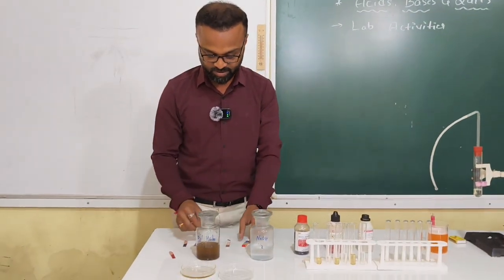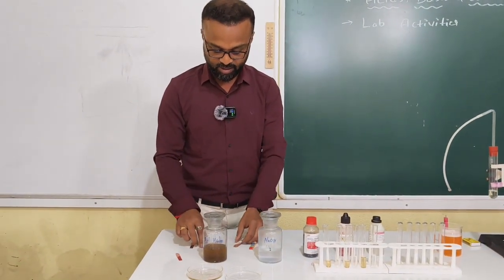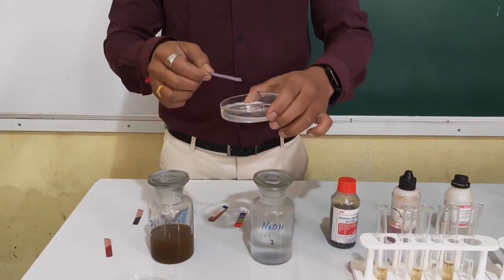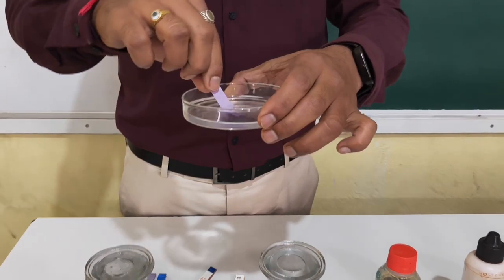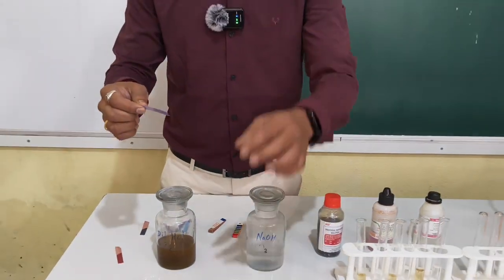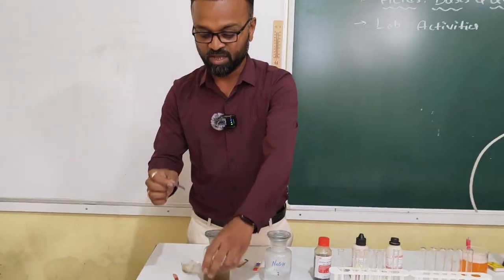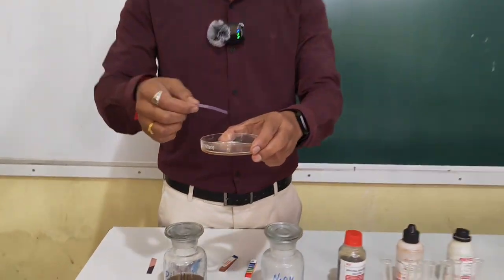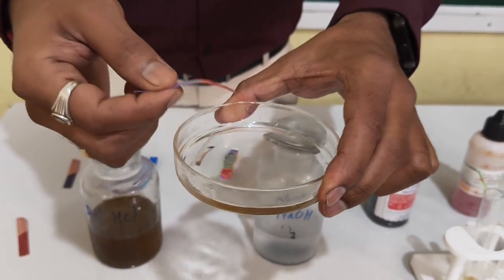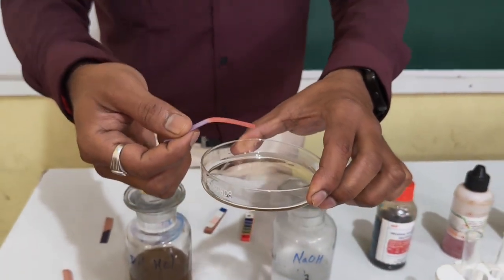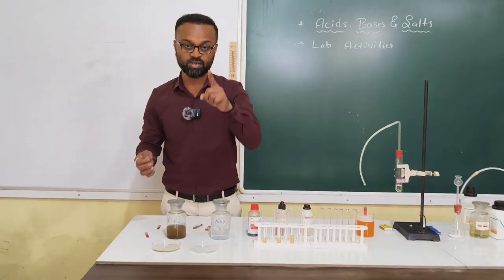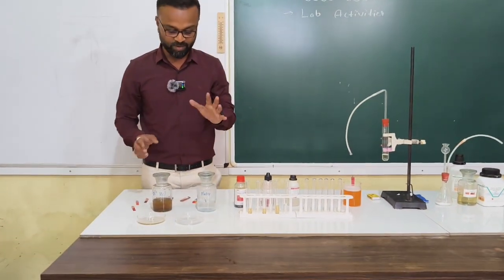Similarly, we will take another litmus paper, the blue litmus paper. If I dip this blue litmus paper in this solution, its color will definitely not change, because we already know this is a basic solution. But if I dip the same litmus paper in this other solution, and it is acidic in nature, its color will change to red. You can see clearly that the blue litmus paper has changed to red. This indicates that this solution is acidic in nature. Hope it is clear.